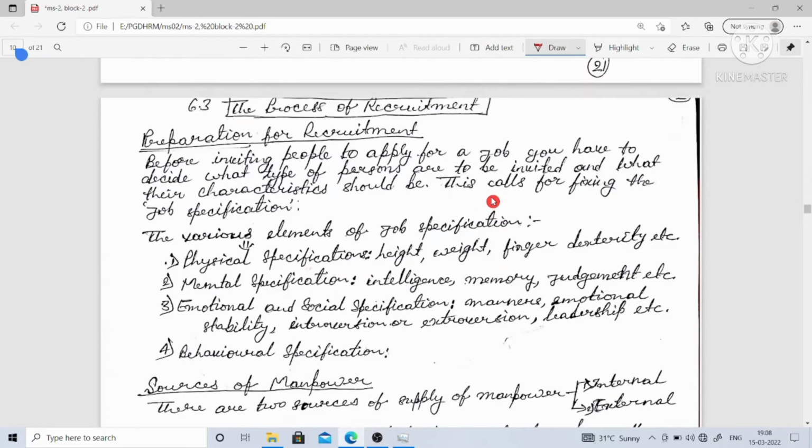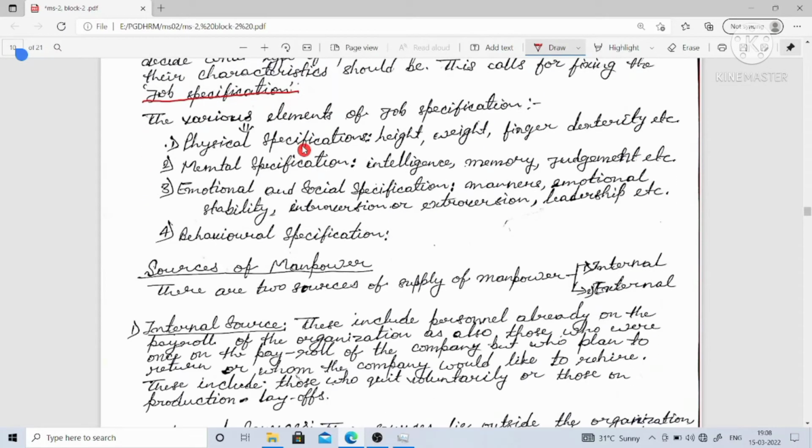The process of recruitment begins with preparation for recruitment. Before inviting people to apply for a job, you have to decide what type of persons are to be invited and what their characteristics should be. This calls for fixing job specification. It means first of all fixing what different kinds of people are required for the job. That should be analyzed for the recruitment.